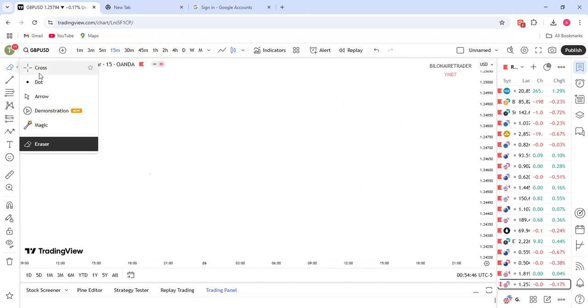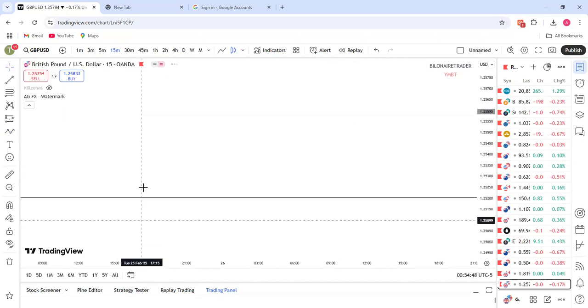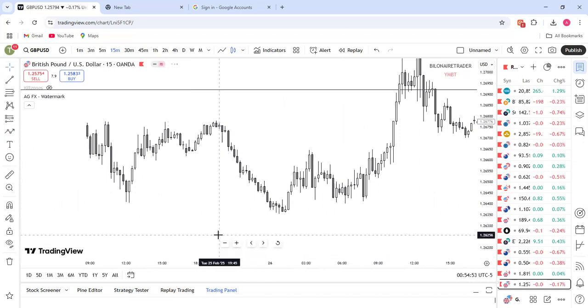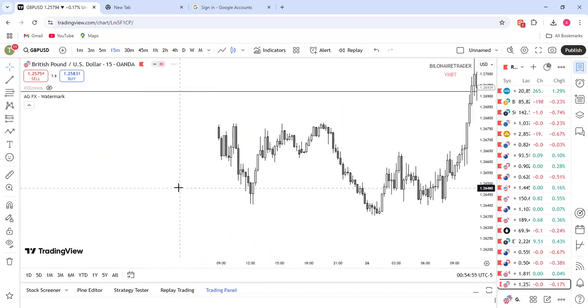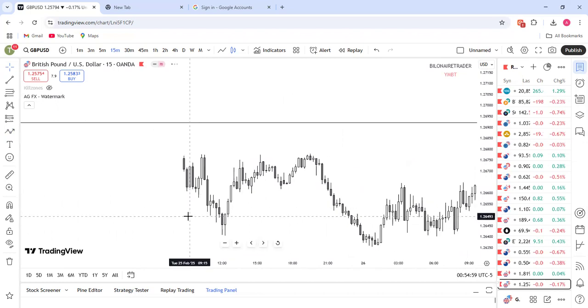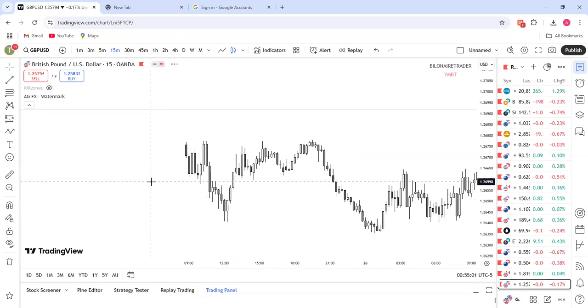So let's look at the chart. This is a GBP USD chart. All right, let's look for a buy scenario. Look at this, I'm even seeing one here. Look at this buy scenario. Let me go to a line chart.